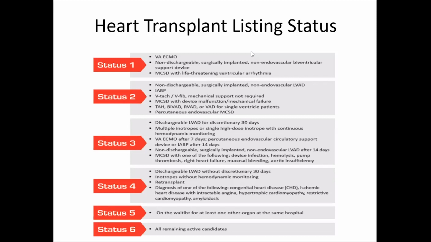Status 4 are all our LVADs, which usually go to status 4, and patients with a specific diagnosis like congenital heart disease, ischemic heart disease with intractable angina, hypertrophic cardiomyopathy, restrictive cardiomyopathy, or amyloidosis. Status 5s are our dual organ patients, like heart and kidney, heart and liver. And status 6 are all other patients that don't meet criteria for status 1 to 5. There's another status that hasn't been mentioned here, which is status 7. Status 7 is for a patient where something is happening and we think we should inactivate them temporarily. For example, somebody comes with an infection and you put them at status 7 so we don't accept an organ for them until that issue resolves, and then they go back to the status they were at before.